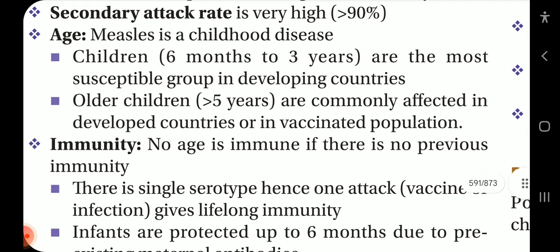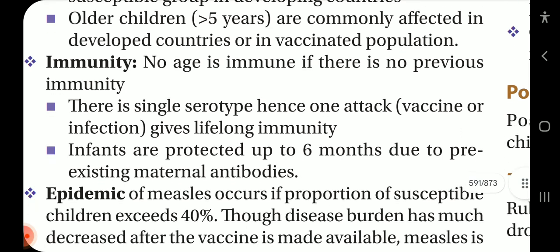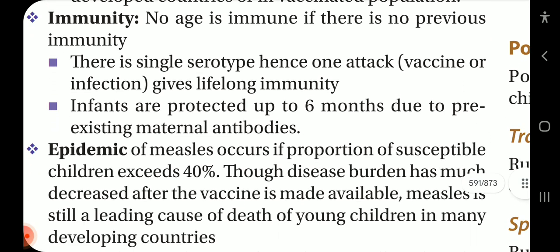Age. Measles is a childhood disease. Children 6 months to 3 years are the most susceptible group in developing countries. Children more than 5 years are commonly affected in developed countries or in vaccinated populations. Immunity: no age is immune if there is no previous immunity. There is a single serotype, hence one attack, by vaccine or infection, gives lifelong immunity. Infants are protected up to 6 months due to pre-existing maternal antibodies.